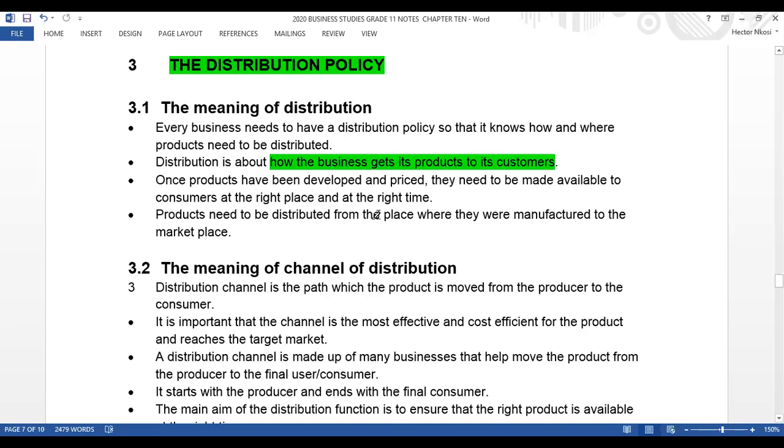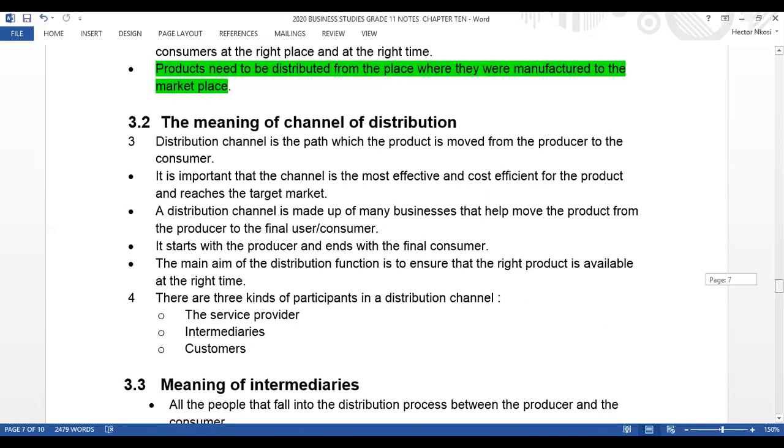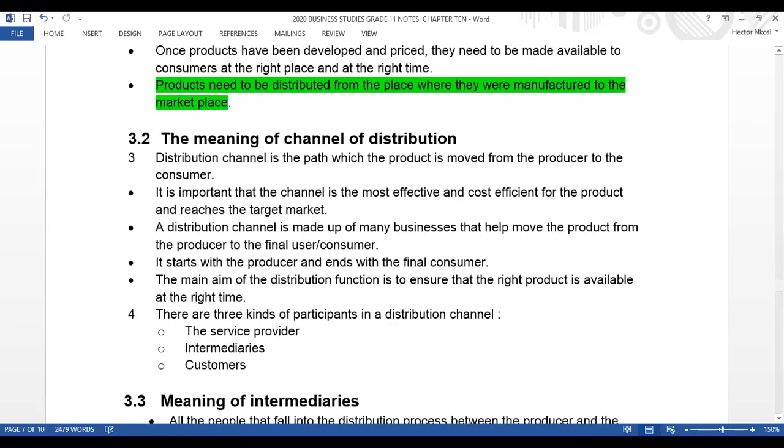Now, products need to be distributed from the place where they are manufactured to the marketplace. Very important point, right? Now we need to look at the meaning of channel of distribution. Basically, through what channel are we going to do our distribution? So your distribution channel is the path by which the product is moved from the producer to the consumer, right? That's your distribution channel.